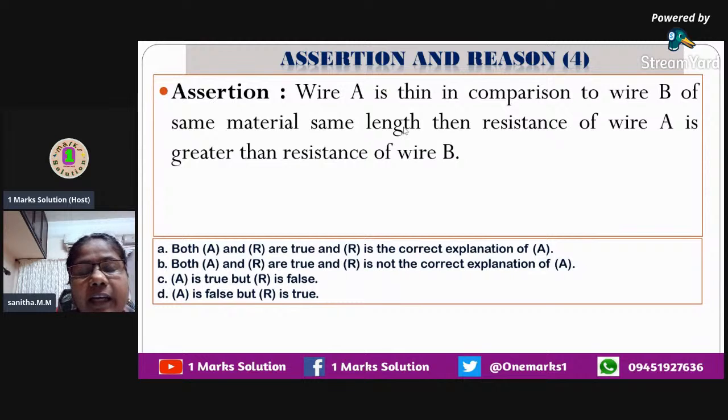So which is correct? A will have more resistance than B. So the assertion is correct. Like that, you have to split the sentence and find whether it is correct or not. So the assertion is correct.